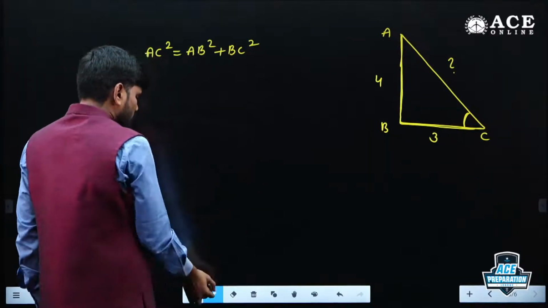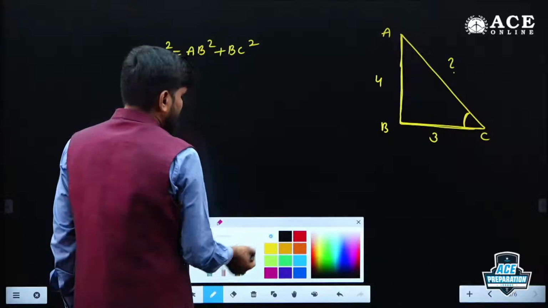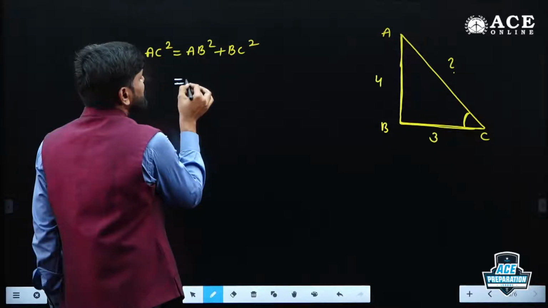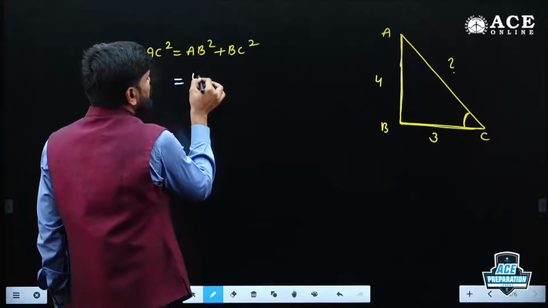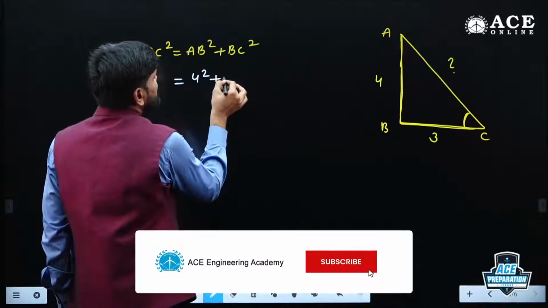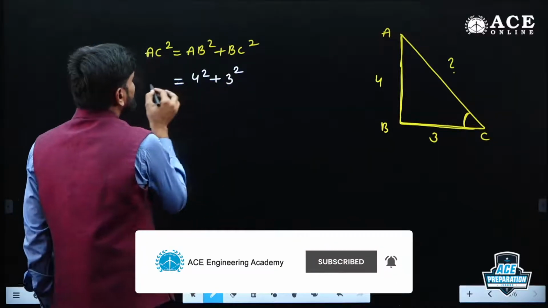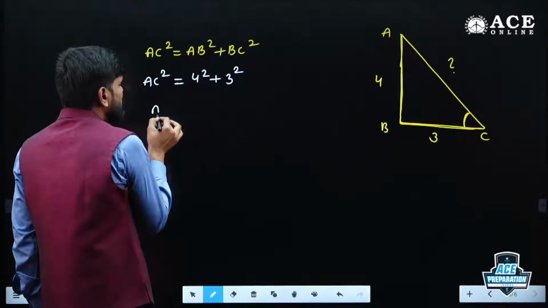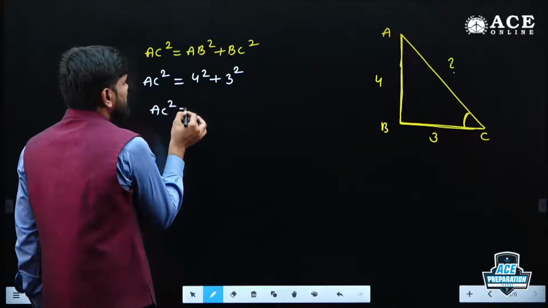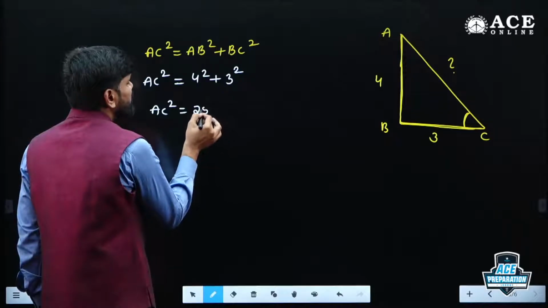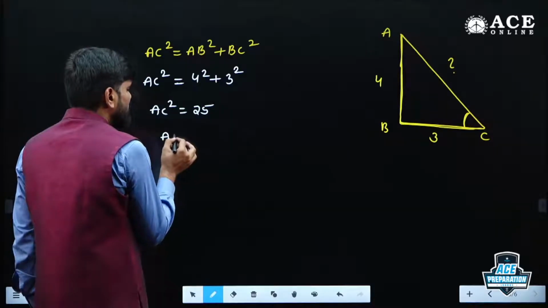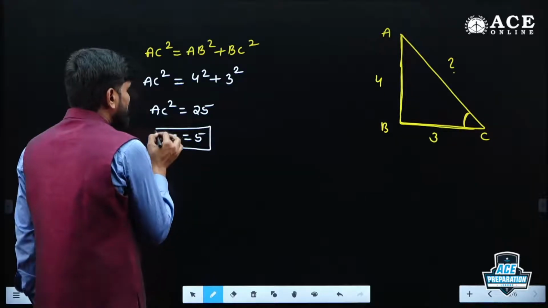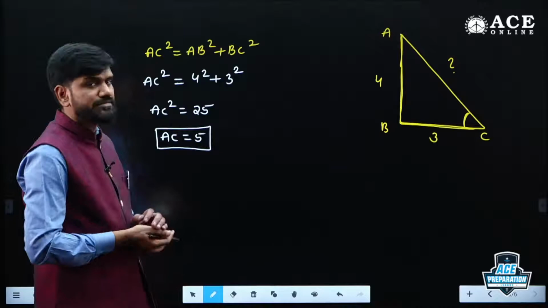Going ahead, as we need the value of AC, you simply substitute AB and BC, where AB is 4. So AC square is equal to 4 square plus 3 square. That gives you AC square is equal to 25. So AC must be equal to 5. So this 5 represents the hypotenuse over there.